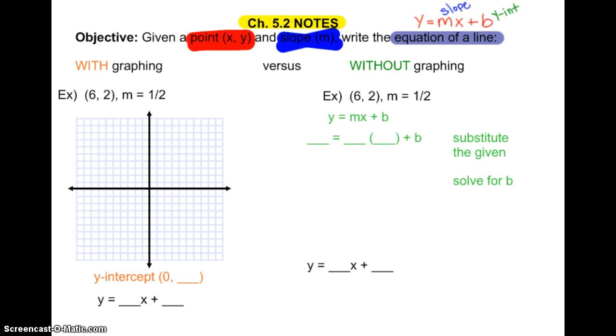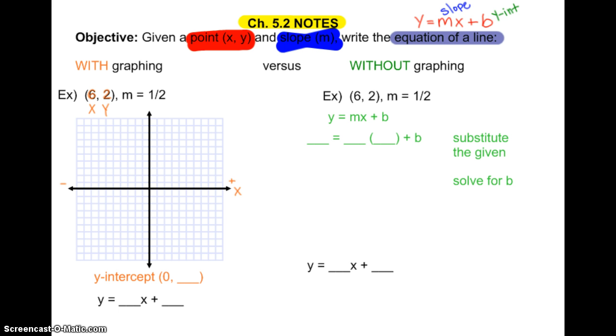In the second section, we're not given the slope and the intercept. We're only given the slope and a point. There are two methods. You can either solve and write the equation of a line with graphing, or you could try doing it without graphing, solely by using the formula. In the first example, I'm going to use graphing.